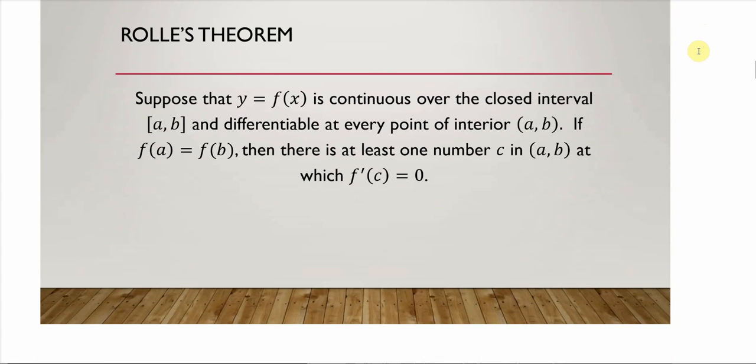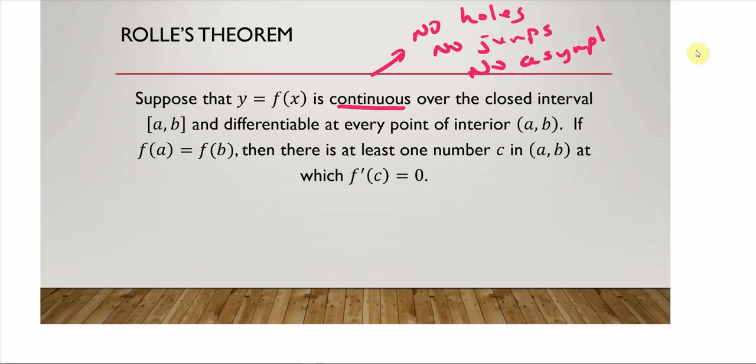So let's go ahead and look at Rolle's theorem. Suppose that y is equal to f of x is continuous over the closed interval a, b. Now, what is it saying in that piece? It's saying continuous means that there are no holes, right? No jumps, no asymptotes. Okay? That's what it's saying. So it's going to be continuous throughout, over the closed interval a, b.